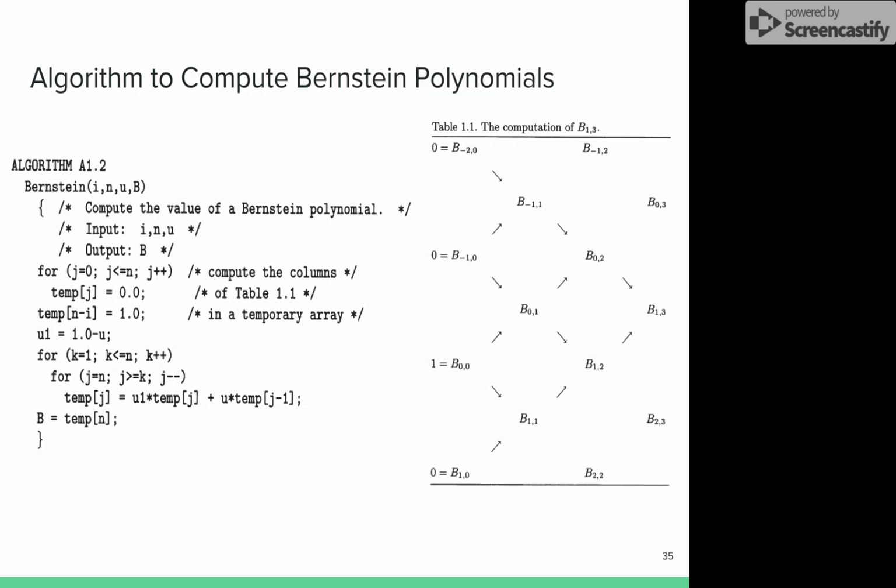Now let's look at an algorithm to compute a Bernstein polynomial. Due to the fact that Bezier curves have the symmetry of basis functions, we're able to create an algorithm like this. The algorithm on the left computes the value of a Bernstein polynomial at a fixed value u. And the table on the right is a visualization of what the algorithm on the left is doing. As you can see here, it starts out at many different points, and then it slowly converges down to one point.